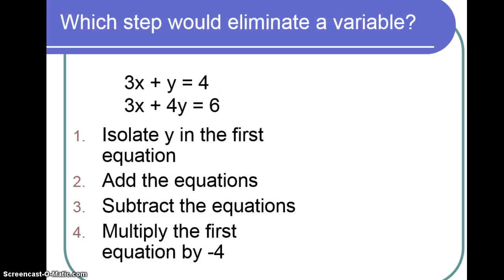So now I want you guys to take a moment and I want you to answer the following question. Which step would eliminate a variable? 1, isolate y in the first equation. 2, add the equations. Or 3, subtract the equations. 4, multiply the first equation by negative 4. I want you to think about that and write it down on some sort of piece of paper. On the bottom of your notes would be great. And be prepared for me to check your answer on Monday.